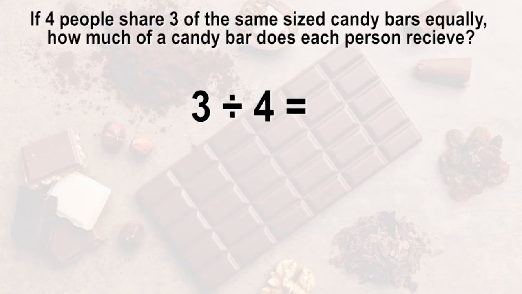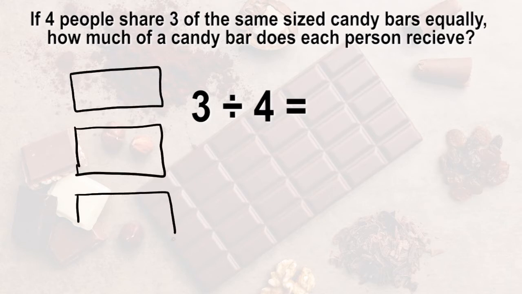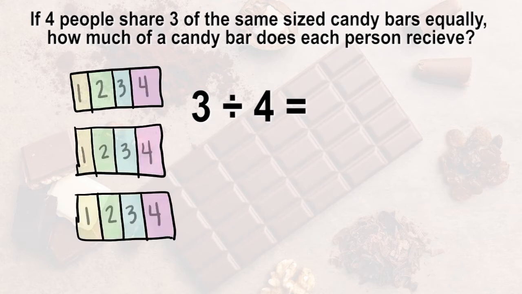If 4 people share 3 of the same size candy bars equally, how much of one candy bar does each person receive? Students will solve this problem multiple ways. Let's look at just one way. Students may solve by partitioning each candy bar into 4 sections, so that each person gets 1/4 of each of the 3 candy bars, for a total of 3/4 of one candy bar.